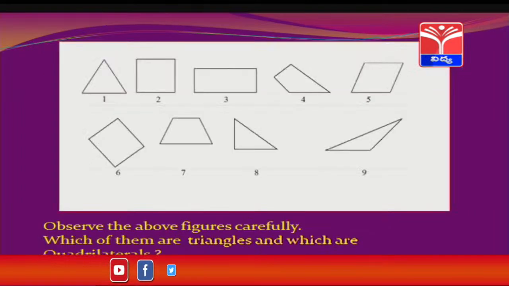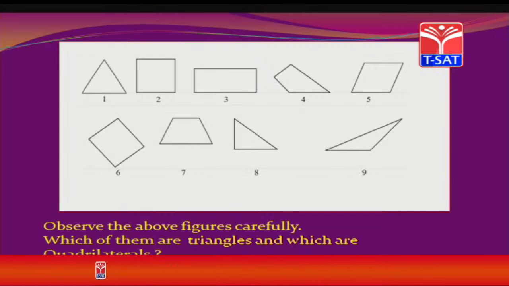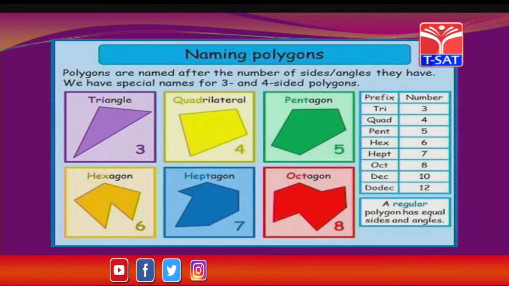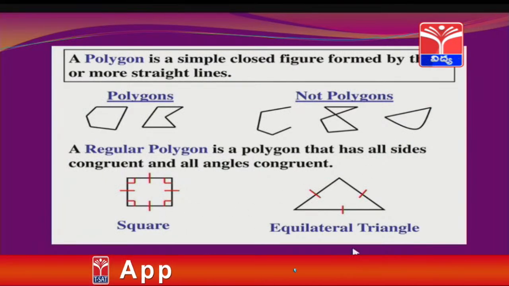Again, observe the above figures and classify which figures are triangles and which figures are quadrilaterals. You know very well, a polygon is a simple closed figure formed by 3 or more straight lines. So, these are the polygons. This is not a polygon, it is a square, it is an equilateral triangle. A regular polygon is a polygon that has all sides congruent and angles congruent.